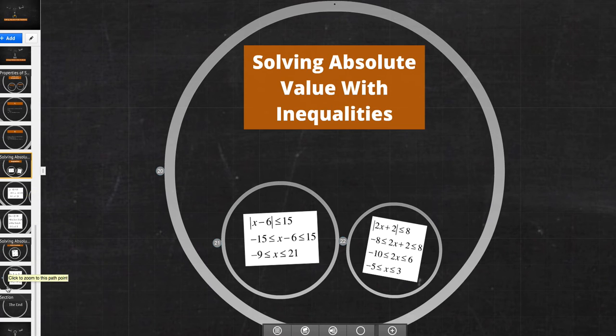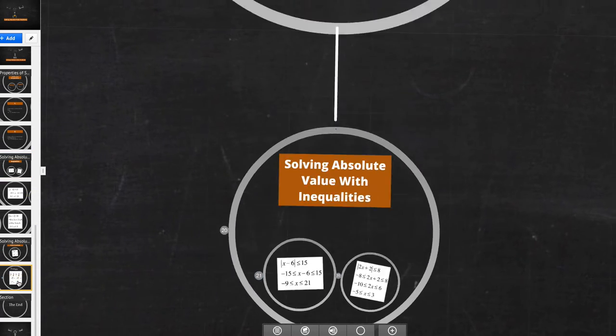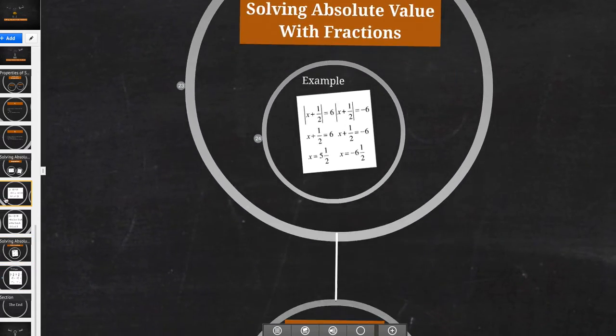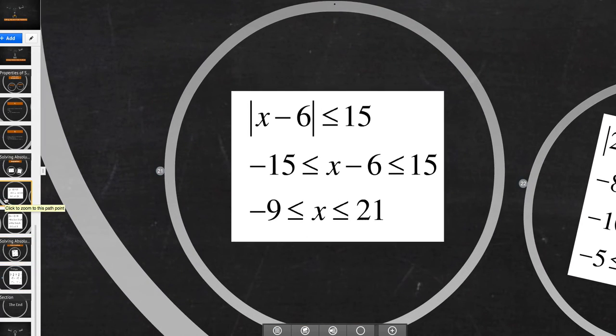Solving absolute value with inequalities. The absolute value of x minus 6 is less than or equal to 15. This would go to negative 15 is less than or equal to x minus 6 is less than or equal to 15. Then negative 9 is less than or equal to x and less than or equal to 21.